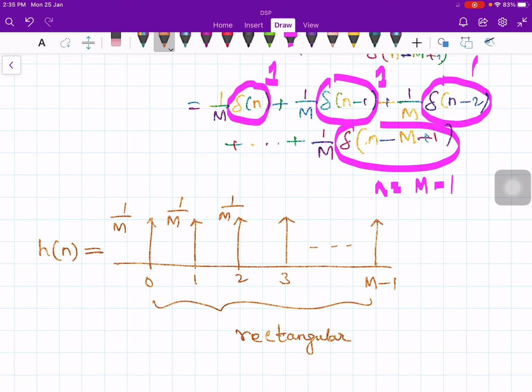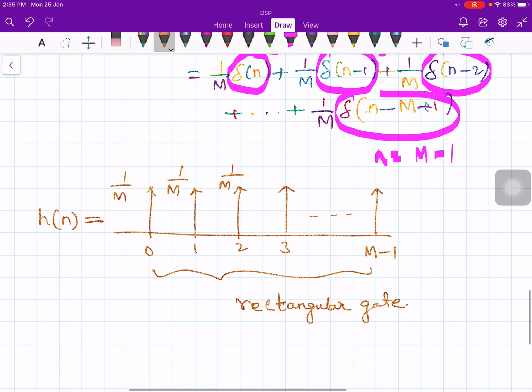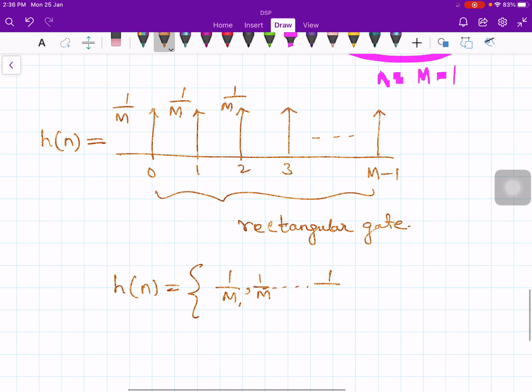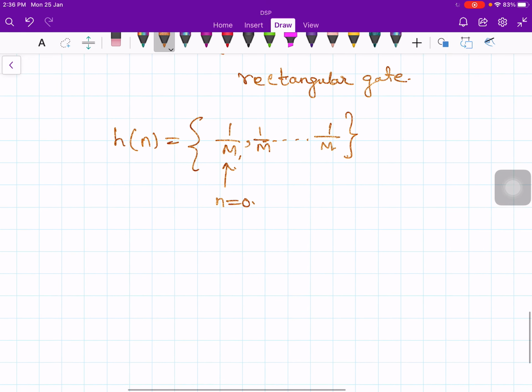It is in the form of a rectangle, so it is called a rectangular gate function. Therefore h of n is equal to 1 over M, and so on, up to 1 over M, and this is the 0th sample. Whether it is FIR or IIR, the output can always be written as a convolution.